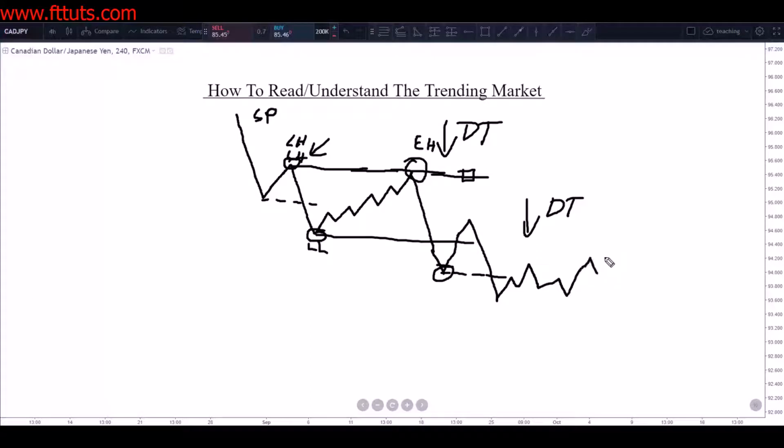There may be something that looks like this, and yes, this is a period of consolidation, but overall, as long as the market does not break this lower high and close above it, we're still in a downtrend. We're still more likely to head lower than to break up and go higher.